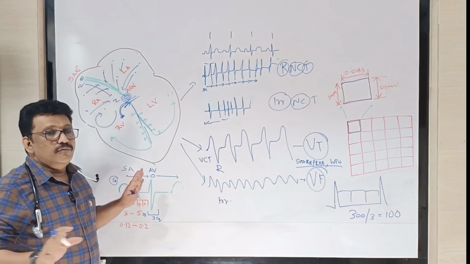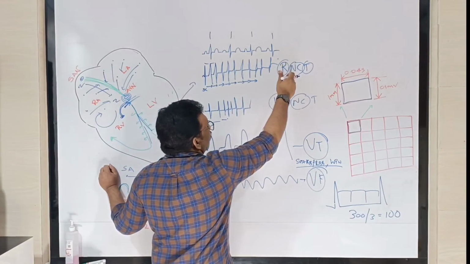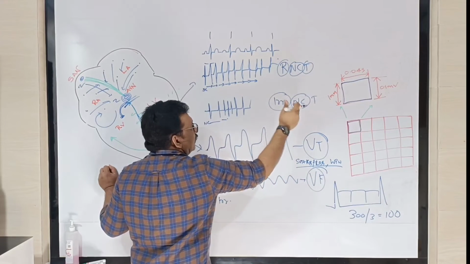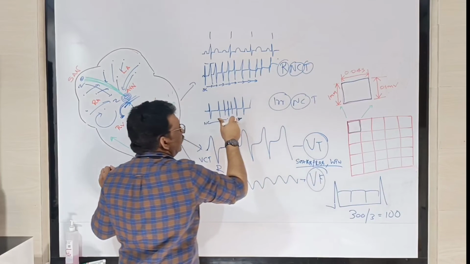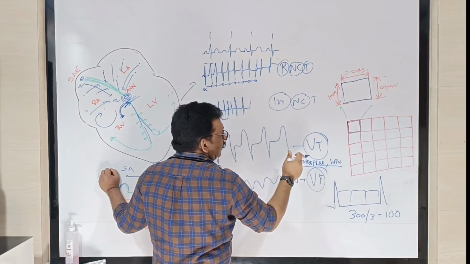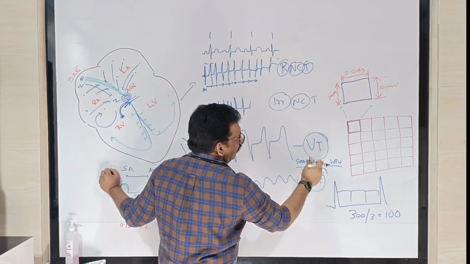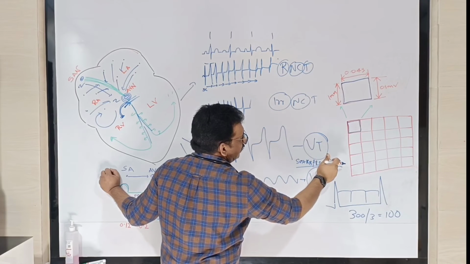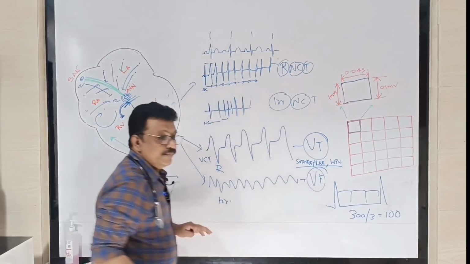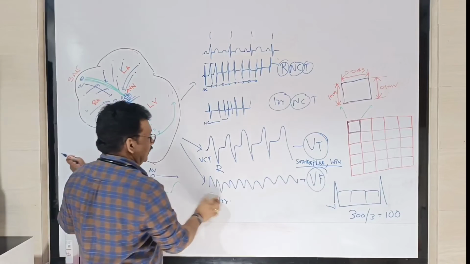So we have only 4 major tachycardias here. One is regular narrow complex tachycardia, that is SVT. Irregular narrow complex tachycardia, that is atrial fibrillation. Regular wide complex tachycardia, that is VT, or differential diagnosis can be SVT with RBBB or LBBB or SVT with WPW syndrome. Irregular tachycardia can be VF. So that is about tachycardias. Now we will talk about bradycardias.